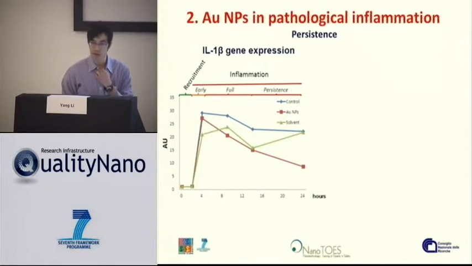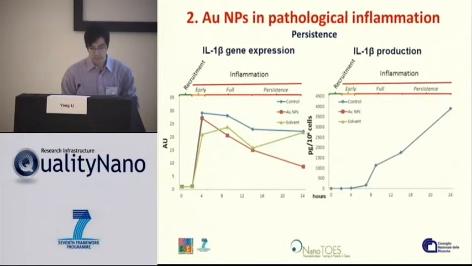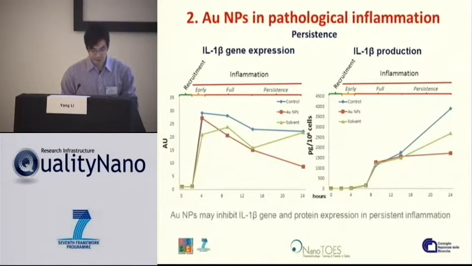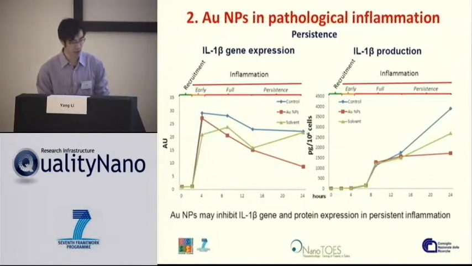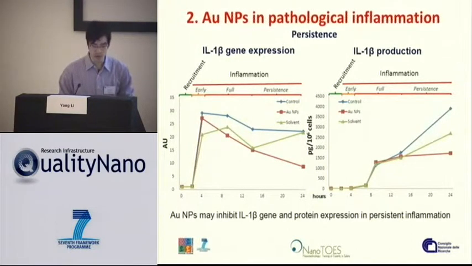The gold nanoparticles in the 24 hours of persistent stimulation have some inhibition. But this is only a preliminary result, so we need to confirm it. Also, the IL-1 beta protein production. We also can see some inhibition of protein production, but it's not a very dangerous thing. If you have some increase in the gold nanoparticle group, you can go to chronic disease. But if you have some inhibition, maybe it's not quite dangerous. So we think the gold nanoparticles may inhibit IL-1 beta gene and protein expression in persistent inflammation.